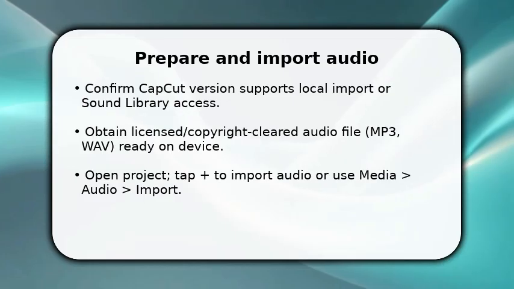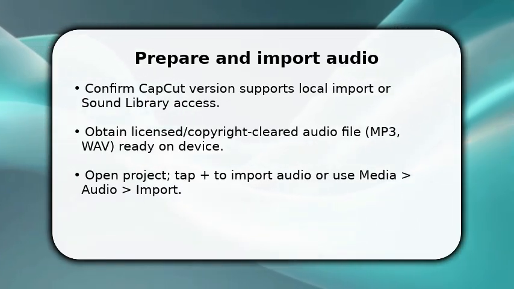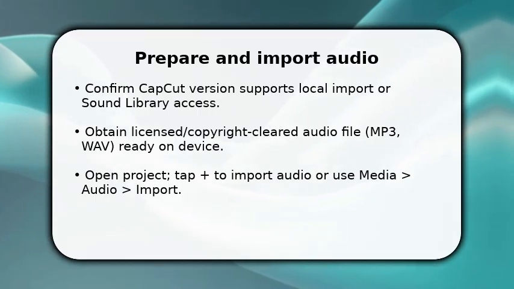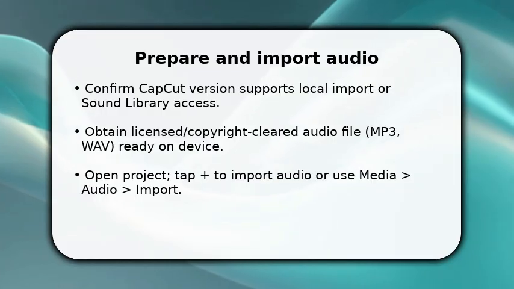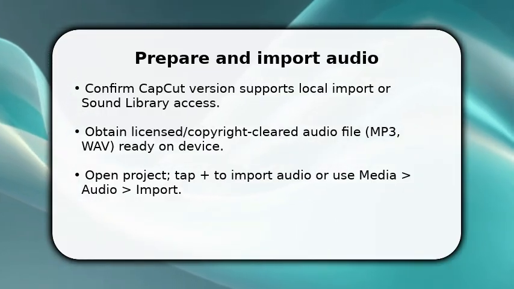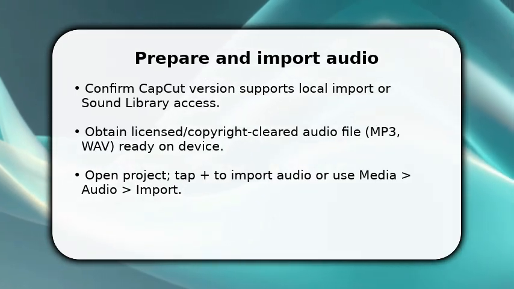You start by making sure CapCut supports local audio imports and that you have a licensed sound file on your device. Tap to open your project, then use the plus icon and select Media, Audio, Import to bring the track in. Once imported, place the audio onto the timeline under your clip so you can edit precisely.